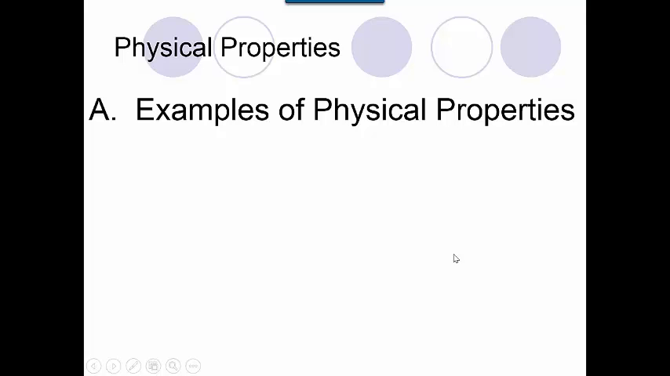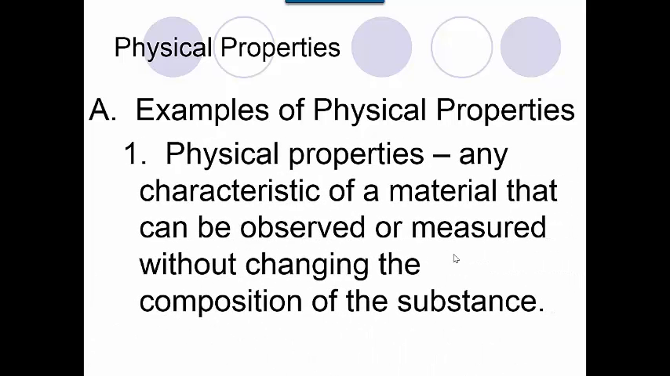In this video, we're going to be looking at physical properties. Once you've identified a type of matter, whether it's an element, a compound, or a homogeneous or heterogeneous mixture, you need to be able to give some physical properties about that particular piece of matter. So a physical property is some type of a characteristic about the material.